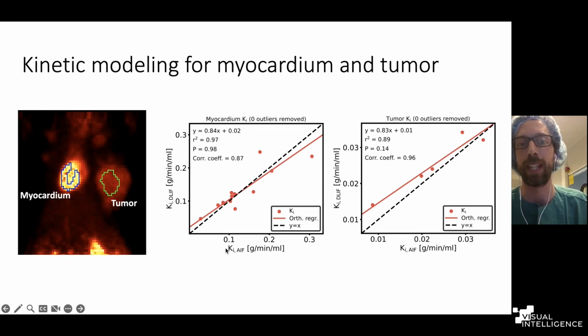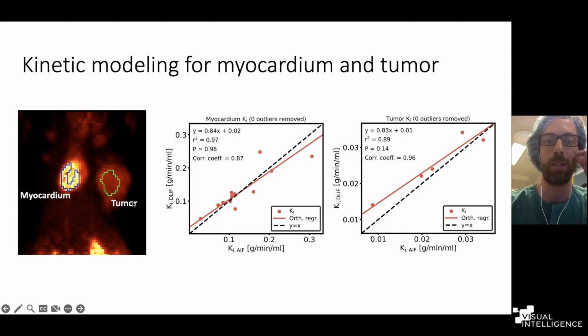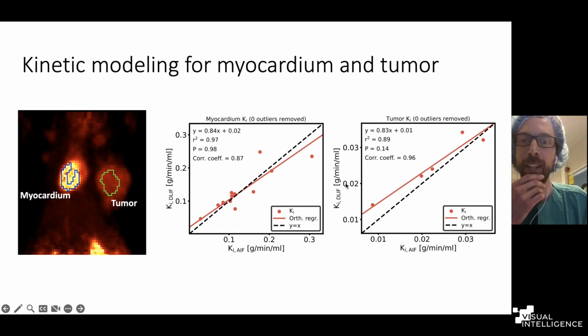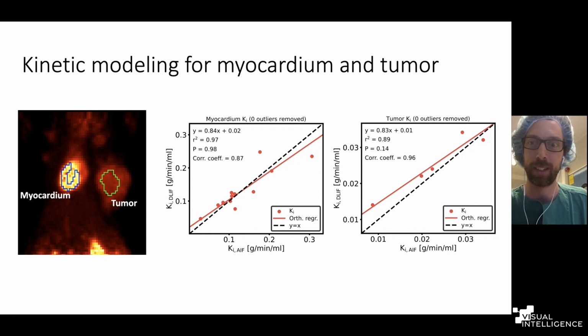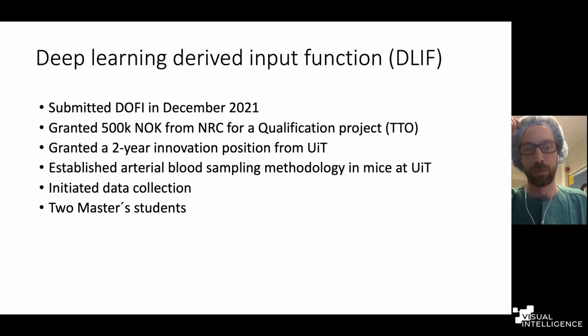get this, if you remember, the K values, which are the measurements you actually get from PET. And we saw that there was a nice correlation between the K values derived with a blood input function and the K values derived from the deep learning based input function. And this is in two different tissues, in myocardium, which is the heart, and in tumor, because these mice had an implanted tumor. So okay, this was promising, and we were looking forward to move on.